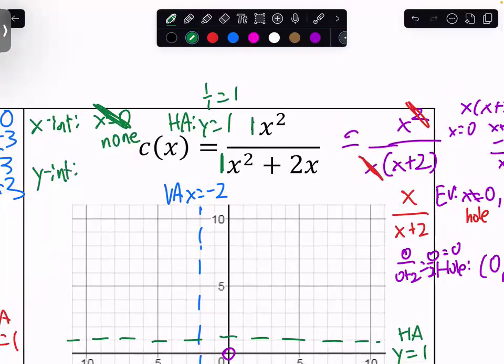And for the y-intercept, again, you're supposed to plug in 0 for all x's, but 0 is not allowed to be used at all. It's an excluded value. So there's no y-intercept either.